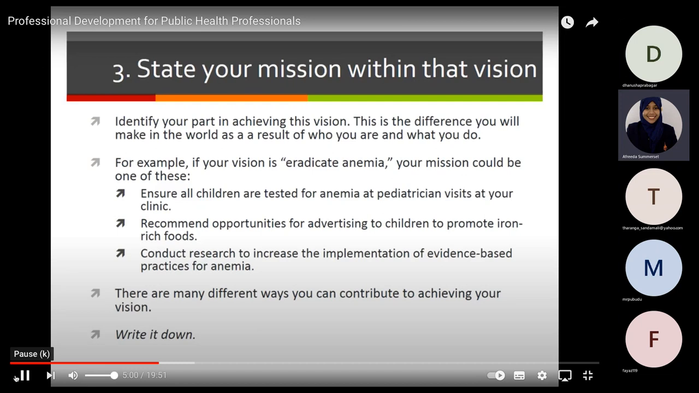For example, if your vision was to eradicate anemia, your mission could be based on your work as a clinician, so ensuring that all children are tested at your clinic. It could be based on marketing or advertising, so taking a look at opportunities for advertising to promote iron-rich foods. It could be related to research on implementation. There are so many different ways that you personally can contribute to achieving your mission. What is the way you want to contribute? Write it down.